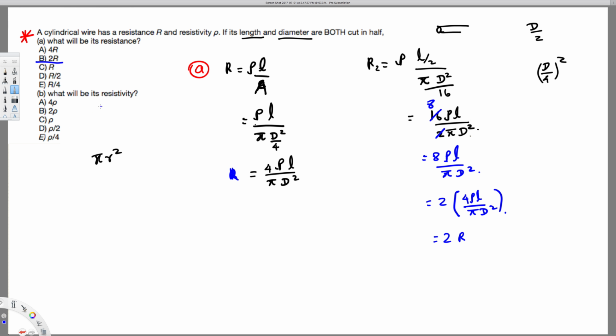And what will be its resistivity? Resistivity is like a density. If you have water in a cup, whether it's half a cup or a full cup, no matter how much it has in a cup, the density is always going to remain the same, right? The same goes for resistivity. Resistivity does not depend on length or anything. So no matter how much they cut or whatever they do, it's always going to be the same. So here the resistivity is going to be rho.